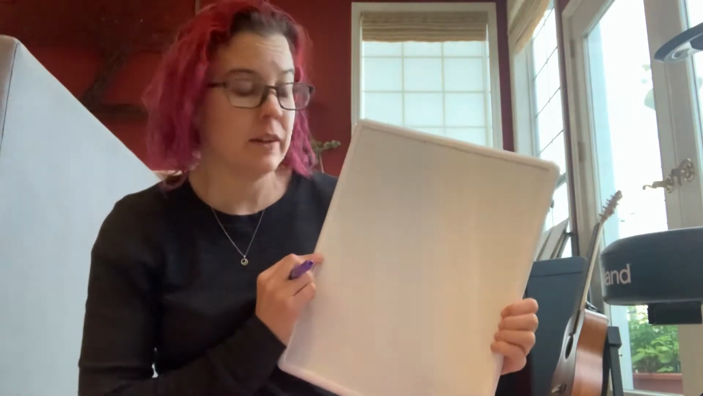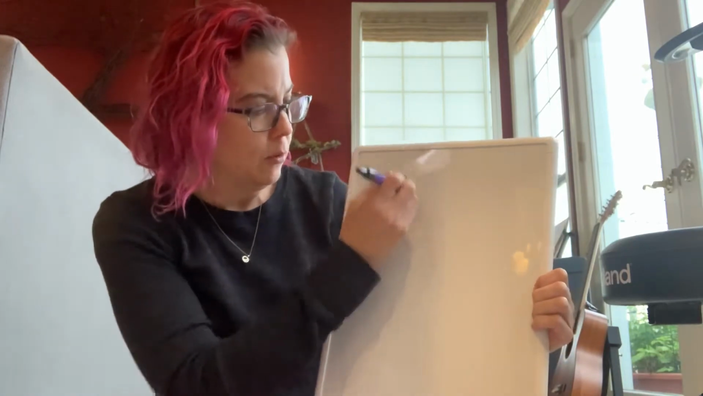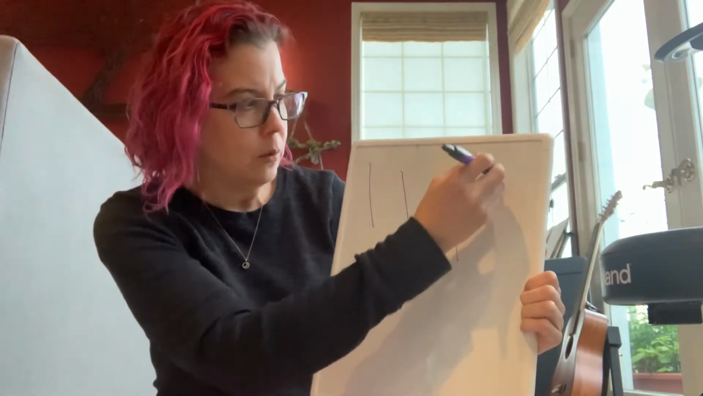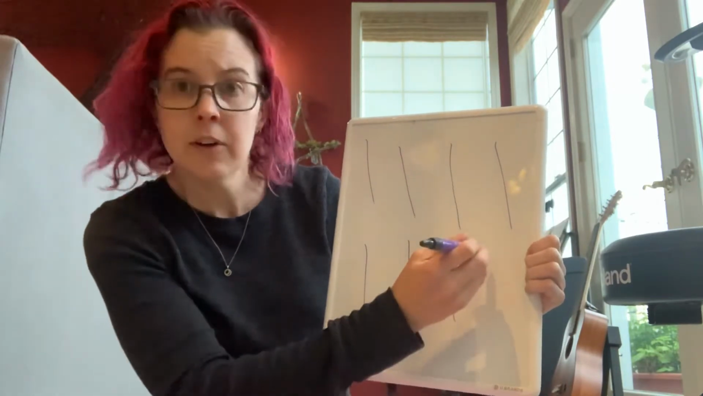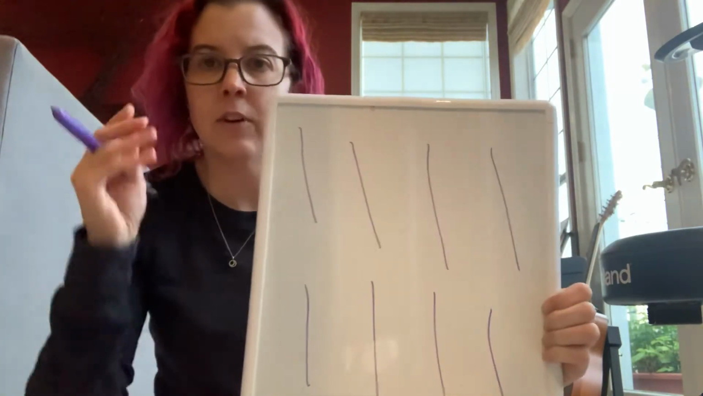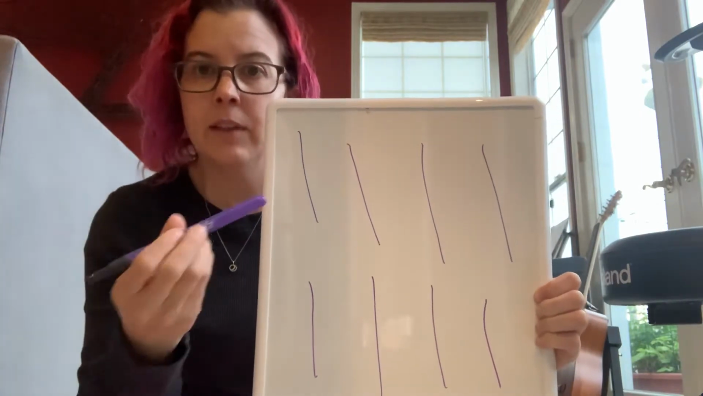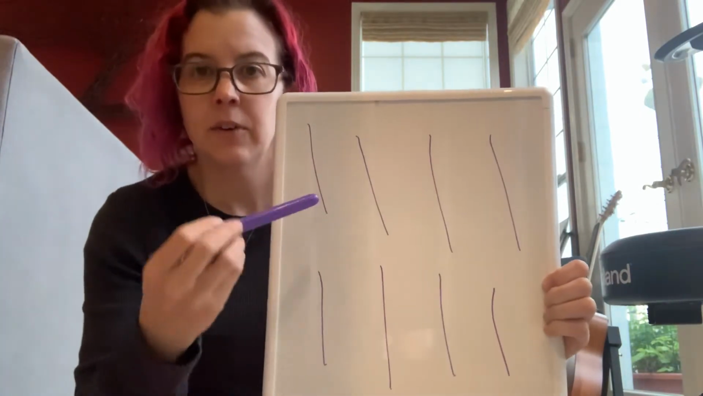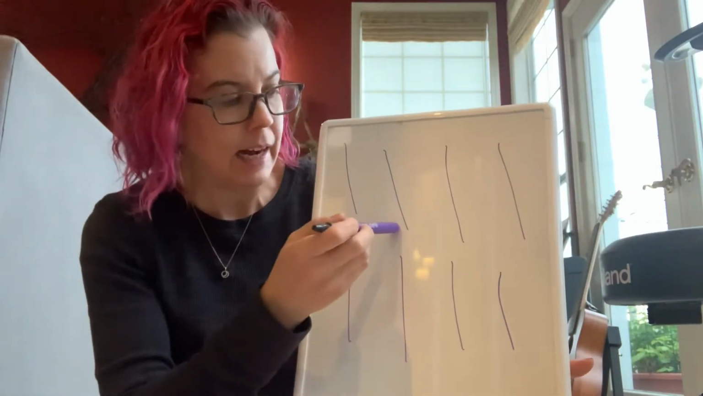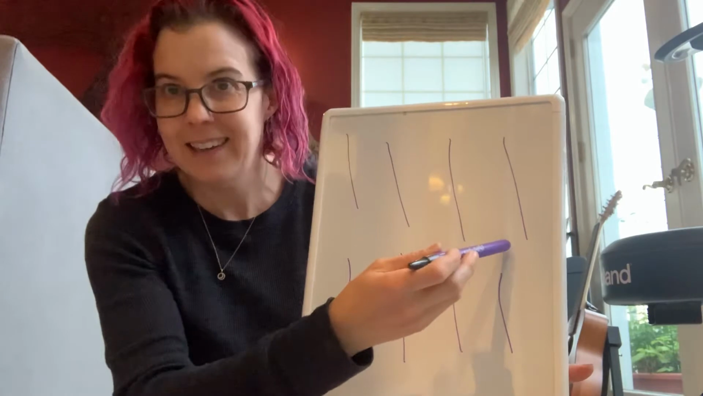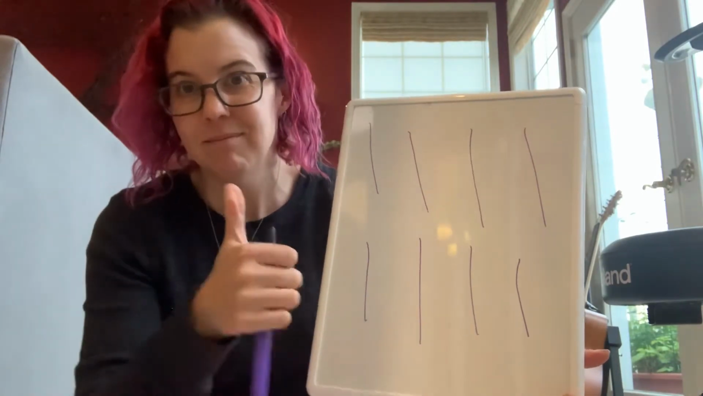So the beat of Rain, Rain, Go Away is going to be rain, rain, go away, come again another day. So it's just a really consistent beat. And these are called ta. So the beat of Rain, Rain, Go Away is ta, ta, ta, ta, ta, ta, ta, ta.